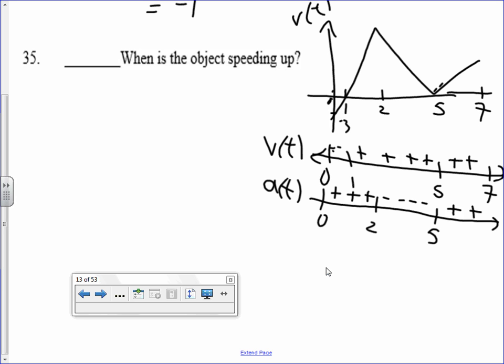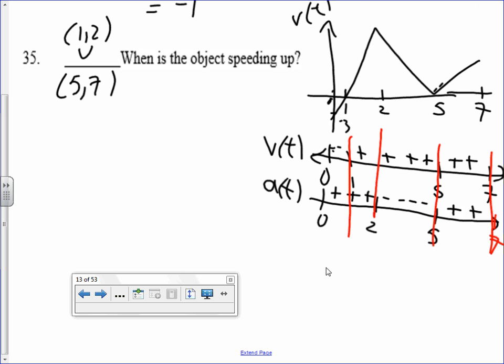So they're asking where it's speeding up. So it's going to be speeding up from 1 to 2, and then from 5 to 7, since this thing stops at 7. So from 5 to 7, they have the same sign. They're both positive. So it only sped up in the positive direction. There was never a time where the velocity was negative and its slope was negative. That didn't happen. Never sped up in the negative direction.